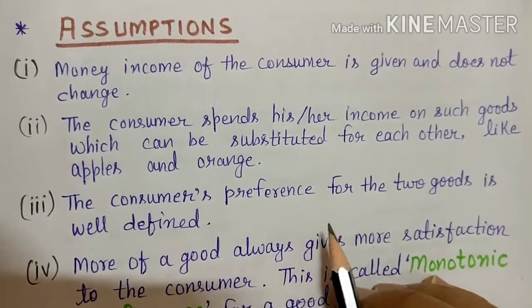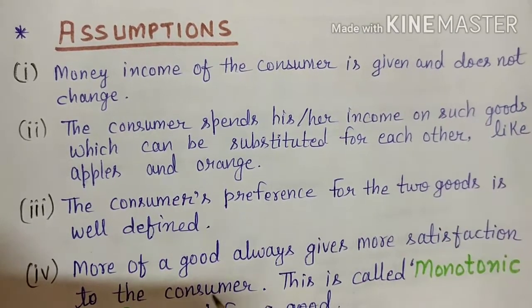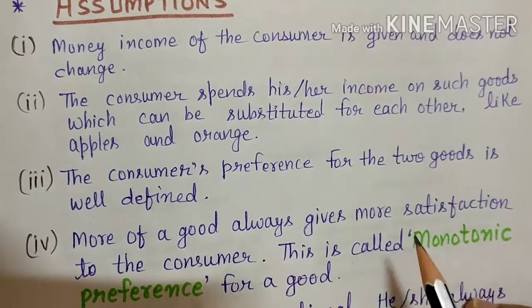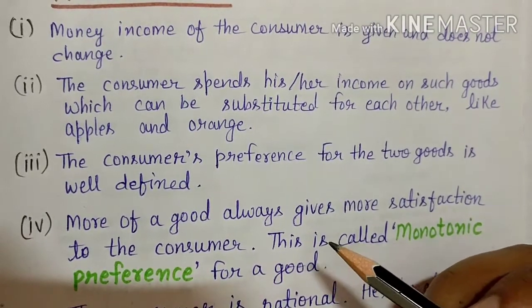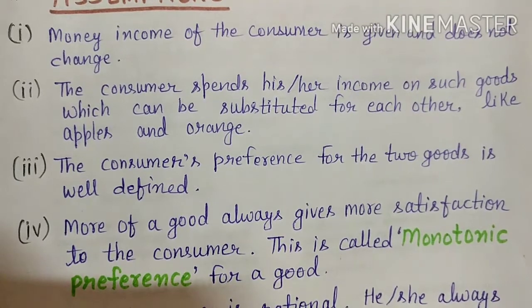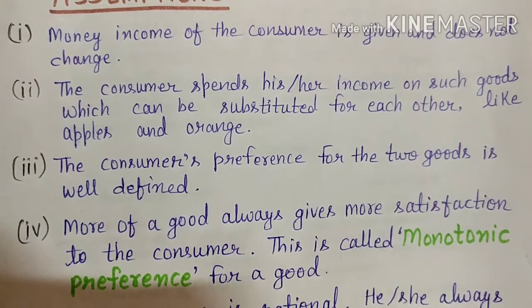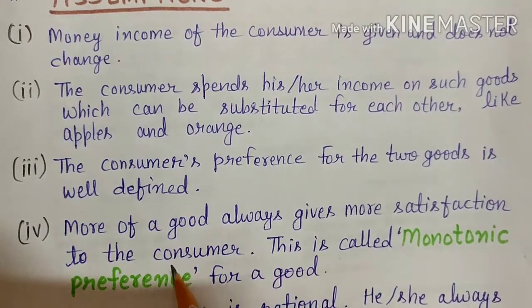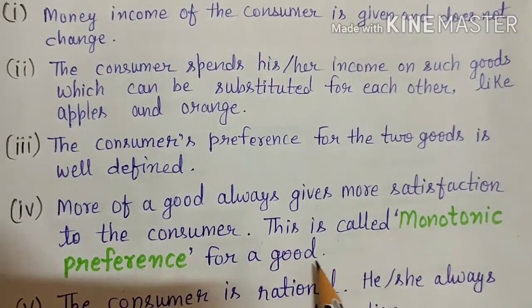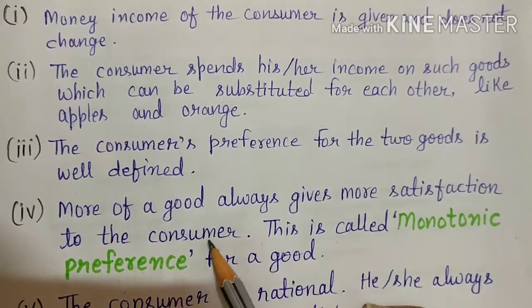The consumer's preference for the two goods is well defined, whatever the preference is. Then, more of a good always gives more satisfaction. This is very important: when we consume more quantity of one good, it gives us more satisfaction. Here it is confusing because last time we learned the law of diminishing marginal utility, that when consuming more and more units of a good, the satisfaction we get decreases. But remember, that was based on marginal utility, MU, and here we are talking about total utility. I will explain this later. This is called monotonic preference for a good: consuming more of a good gives more satisfaction.